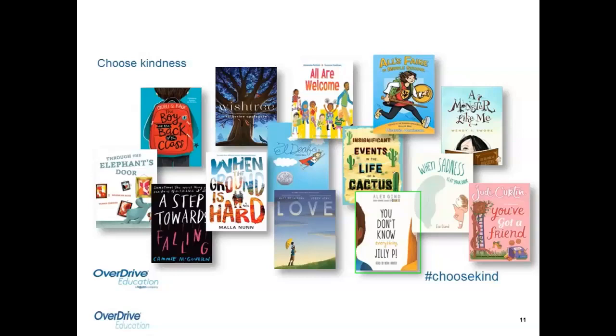This is a great book to talk about the ASL community and also to talk to kids about the right way to approach certain topics, and that it's okay to make mistakes as long as you're doing it in the right way. The next book I want to briefly touch on is A Monster Like Me by Wendy S. Swore.